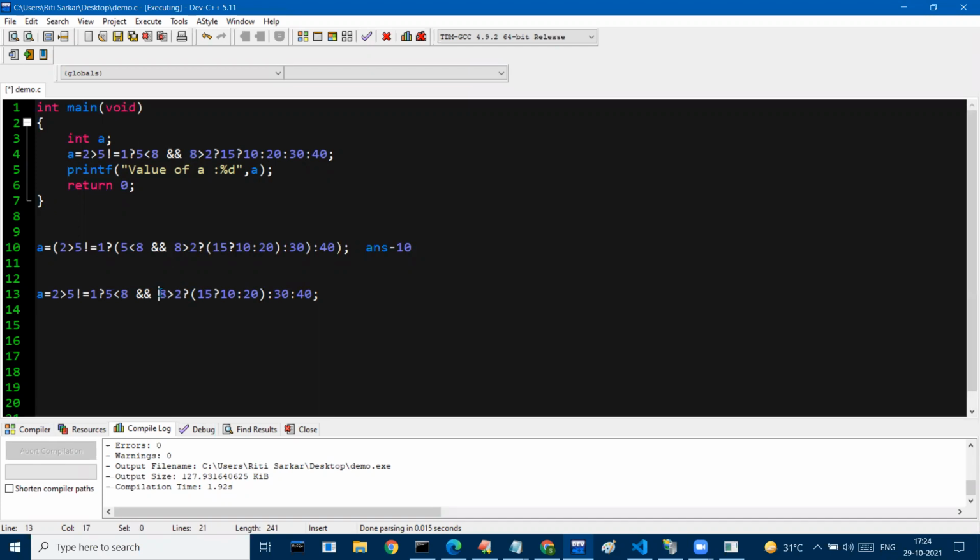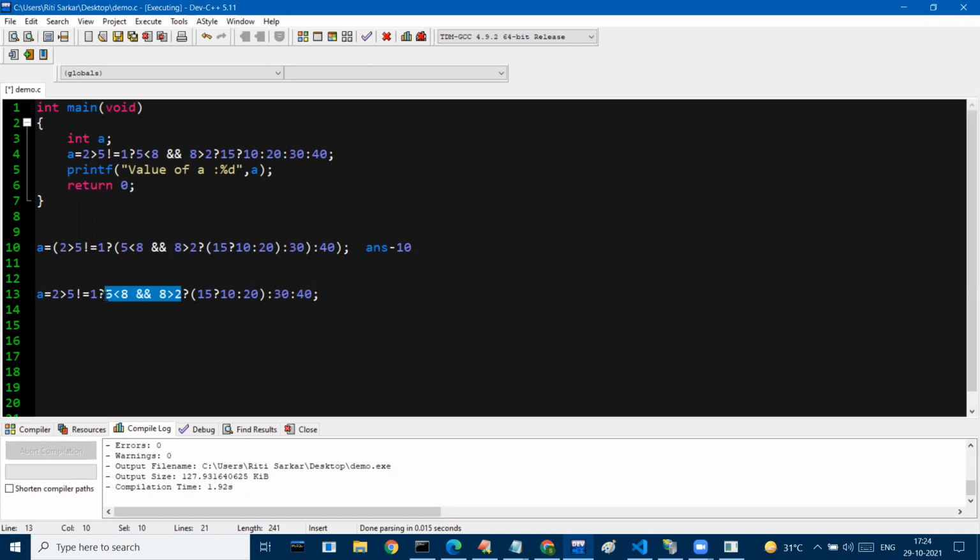If you consider this as expression 1, then obviously this will become expression 2 and this will become expression 3. As a result, this entire part will become the second operand of logical and. No, that is not the correct thing. The correct thing is that everything before the question mark should be considered as expression 1.